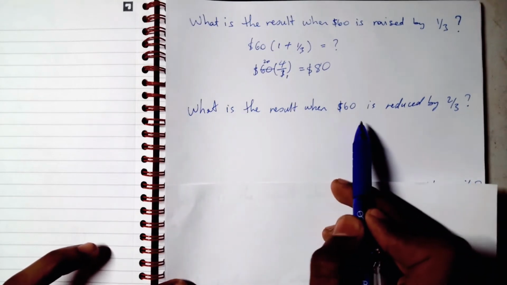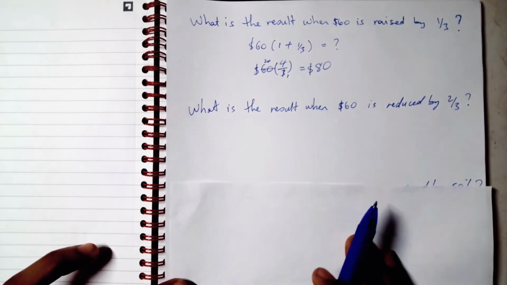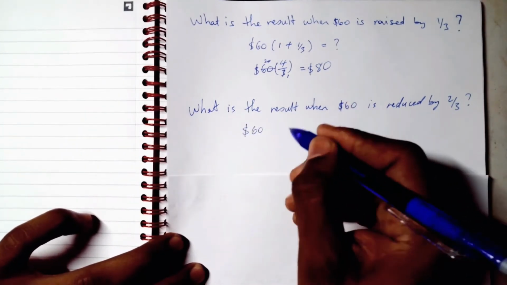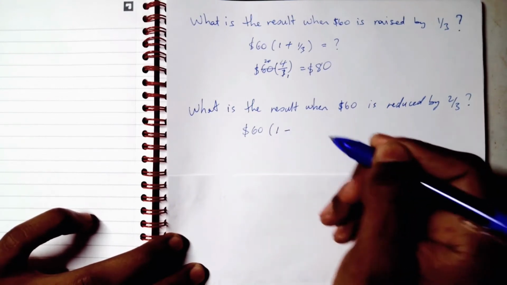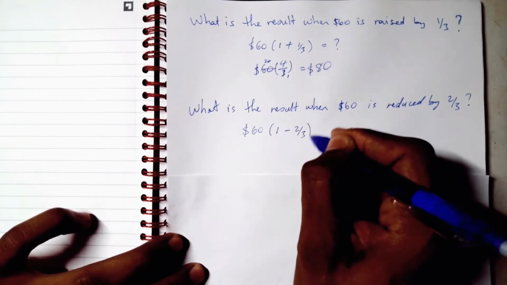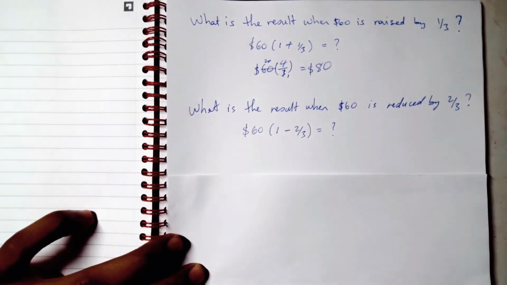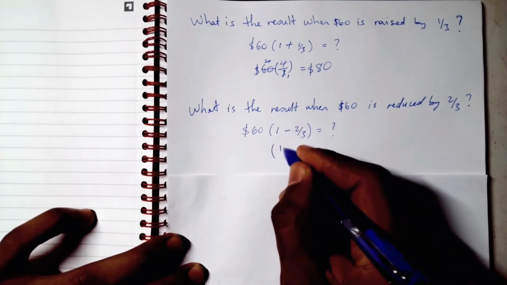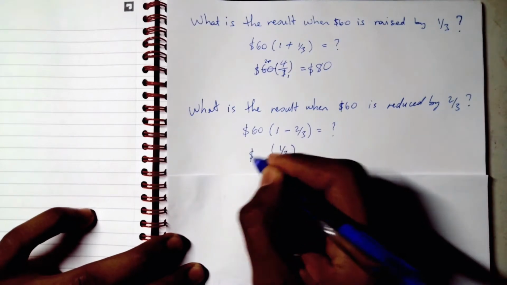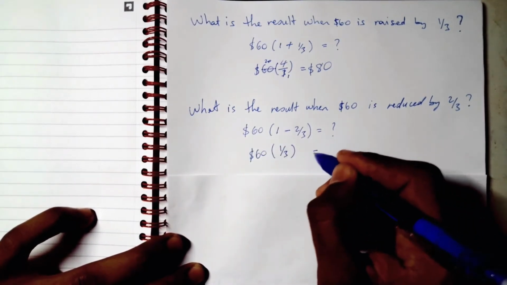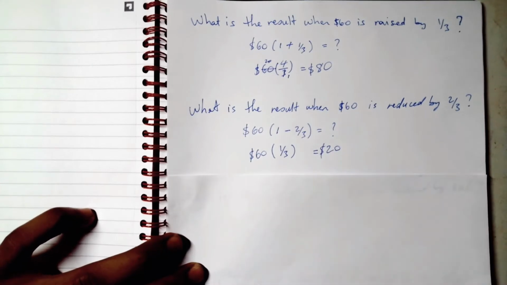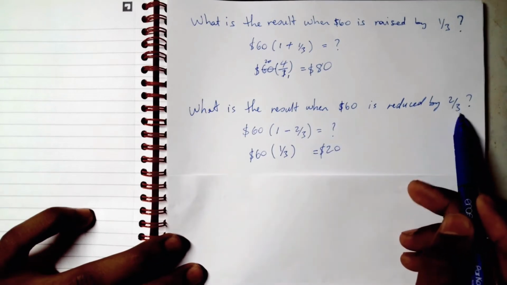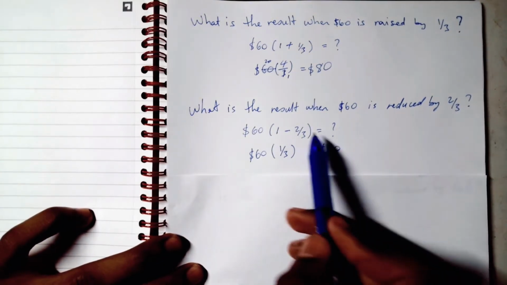What is the result when 60 is reduced by 2/3? We approach it the same way. Multiply by 1 minus 2/3 equal to something we don't know. When we do the subtraction here, the result is 1/3. Multiply 60 by the 1/3, the result is $20. So when we reduce 60 by 2/3, this is how we write it.